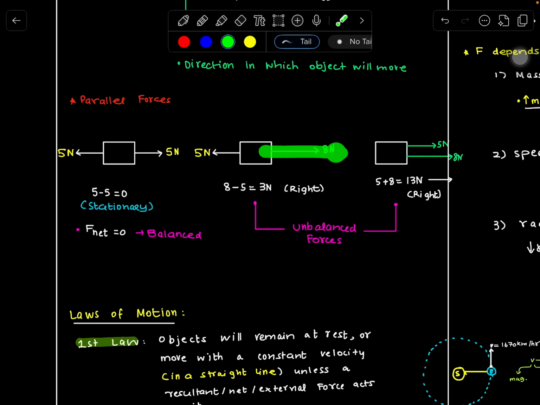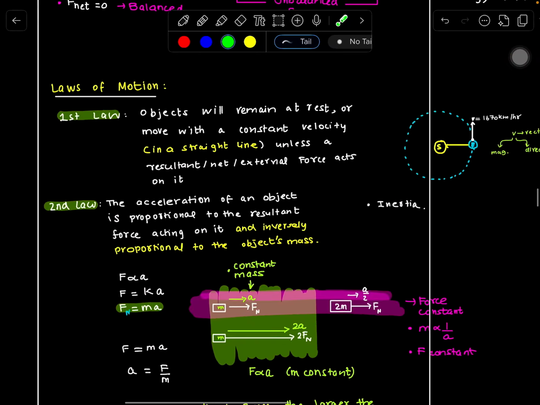On the other hand, if you have 8 newtons to the right, 5 to the left, 8 take away 5 is 3 newtons, and 8 newtons is bigger, so the net force is going to be 3 newtons to the right. And if you have both forces in the same direction, you will add them, and the net force is, of course, to the right. So remember, opposite directions you subtract and same direction you add, and the direction of the net force is going to be in the direction of your bigger force. All good? Next, laws of motion.